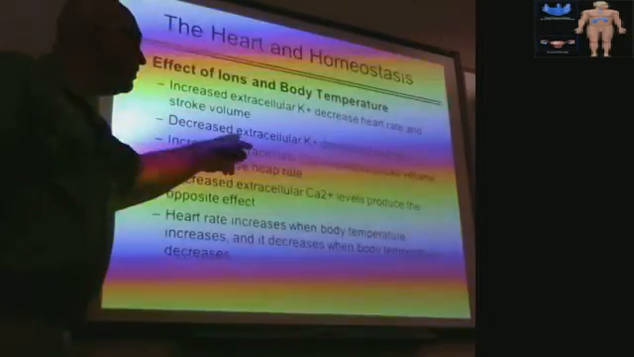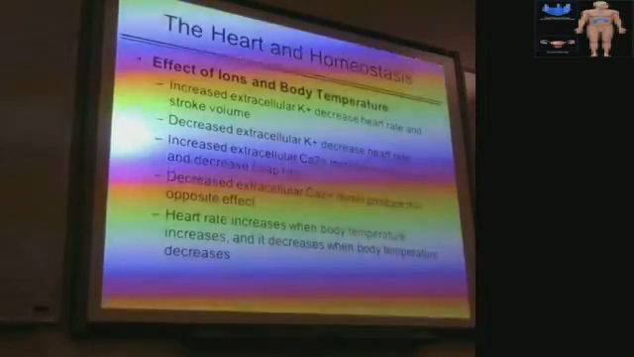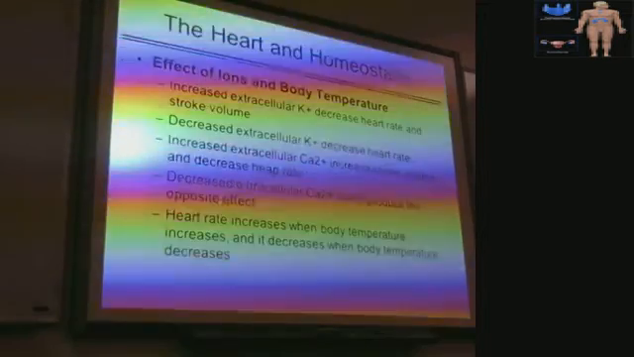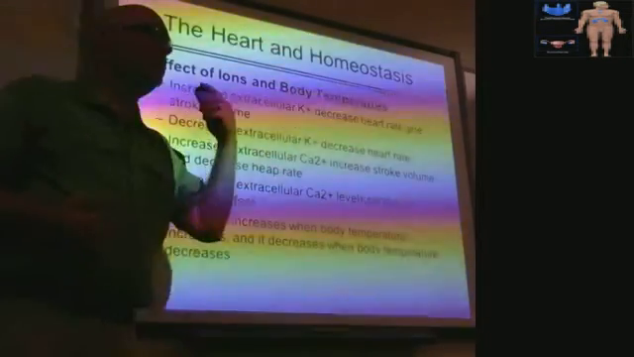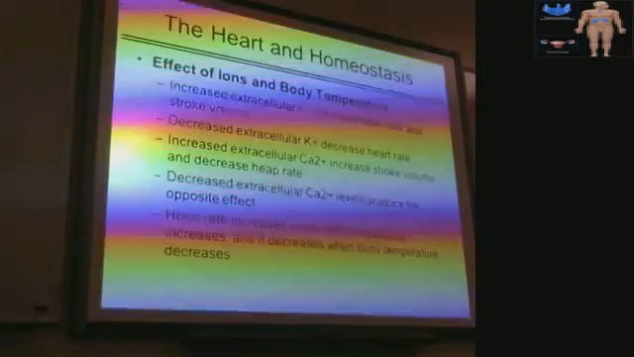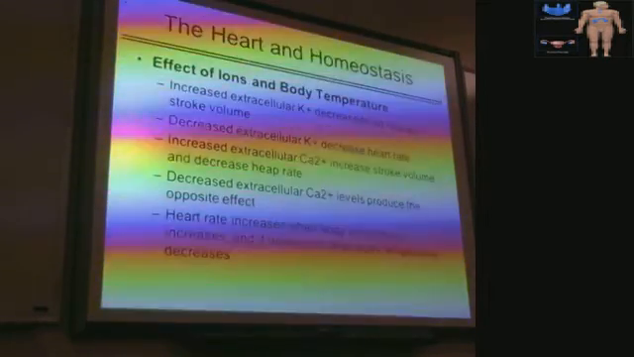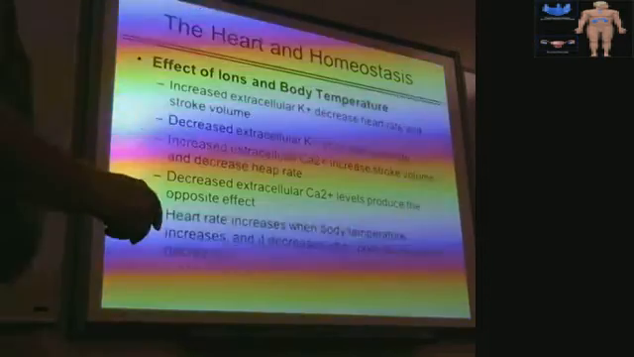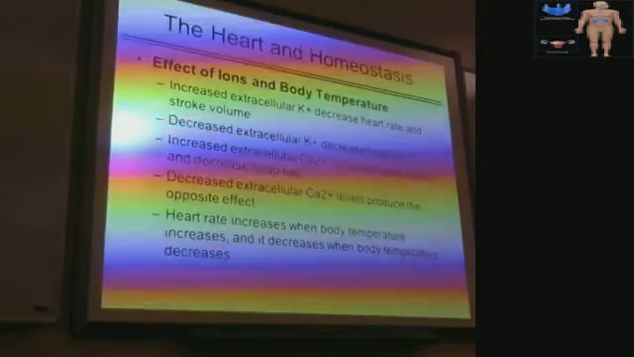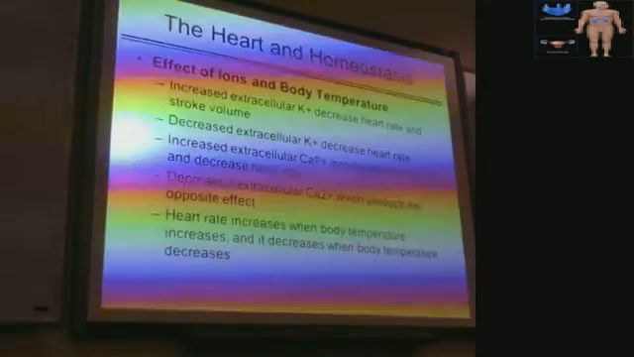Remember, this is why you need to make sure that you eat plenty of potassium if you're going to exercise. The potassium must be in the cells to produce a strong heart rate and muscle contraction, because potassium always gets pumped out during contraction. Heart rate increases when body temperature increases, and it decreases when body temperature decreases.